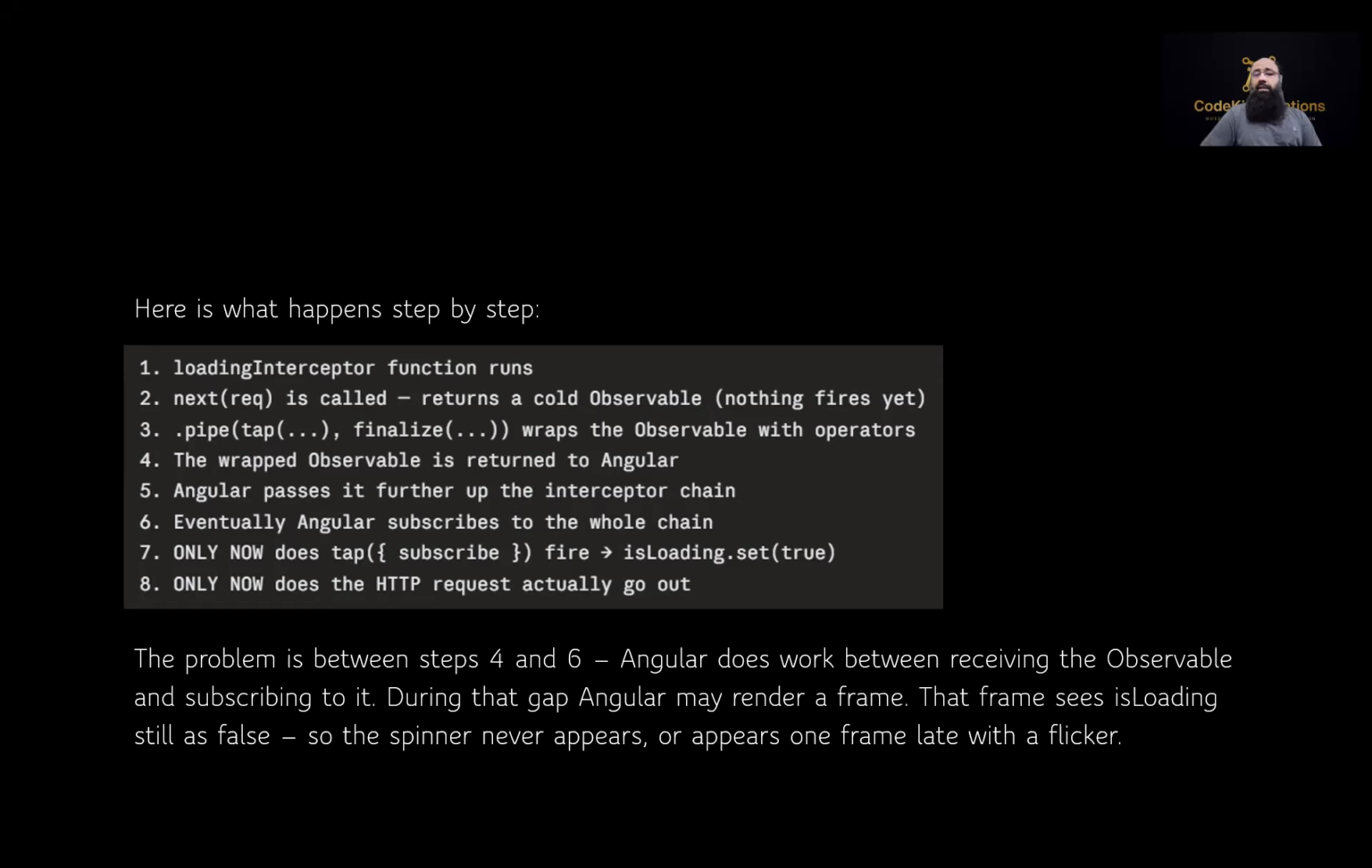Basically, the loading interceptor function runs and calls next request. It returns a cold observable, so nothing fires because it is cold. Then we have a dot pipe tap, which wraps the observable with the operator. The wrapped observable is returned to Angular, which passes it further up the interceptor chain, and eventually Angular subscribes to the whole chain. Only now does the tap subscribe fire. The reason is that this is the point at which Angular has subscribed to it, and only then does the set to true get called.